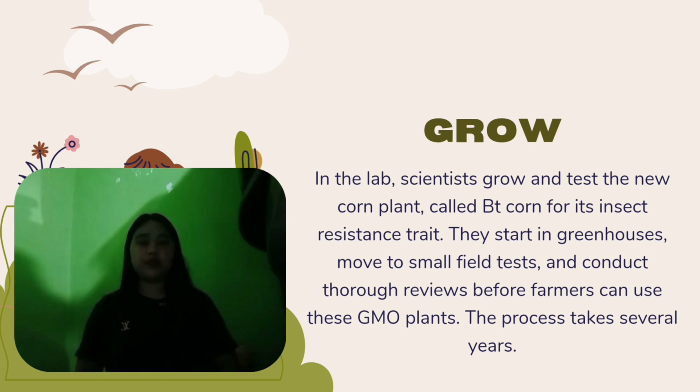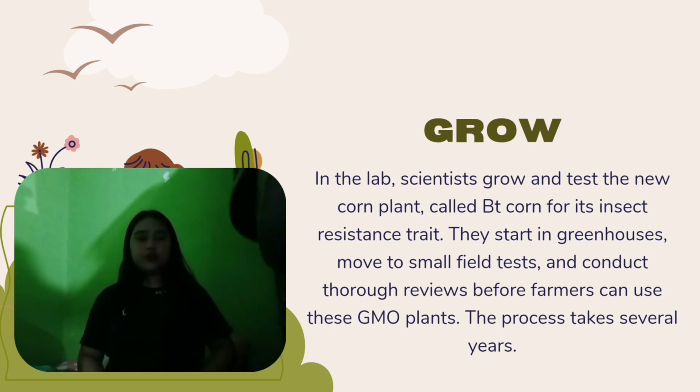Once the plants have been successfully grown in the greenhouse, scientists move on to conducting small-scale field tests. These field tests are carried out under controlled conditions to assess the performance of the GMO plants in a more realistic agricultural setting. They evaluate factors such as growth, yield, and the effectiveness of the introduced trait. Throughout this process, thorough reviews and evaluations are conducted to ensure the safety and regulatory compliance of the GMO plants. These reviews involve rigorous assessments of the potential environmental and health impacts of the modified crops.